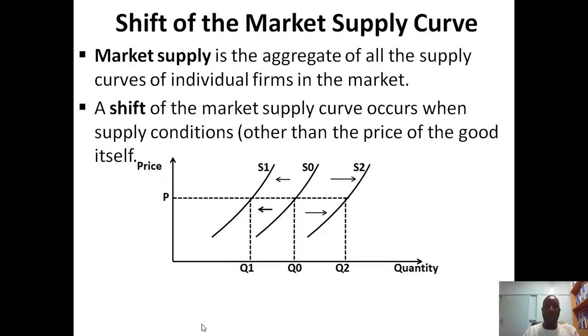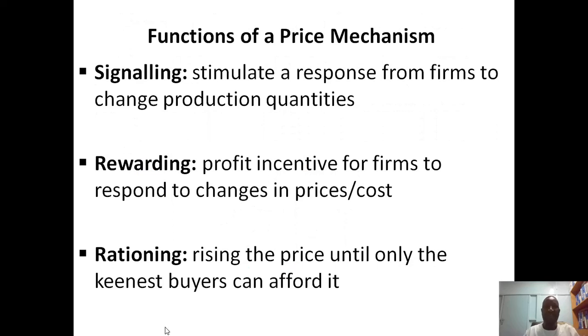A shift of the supply curve looks like this. Either the supply curve shifts to the right, meaning an increase in supply, or supply shifts to the left, meaning a decrease in supply. Now let's look at the function of the price mechanism.